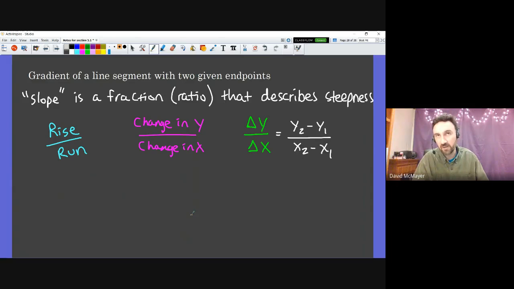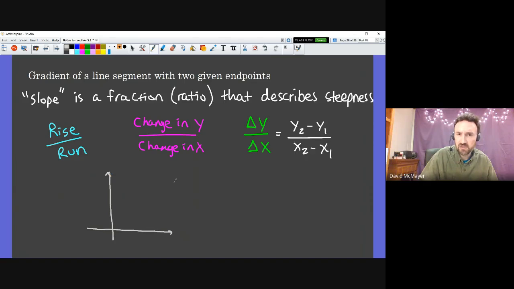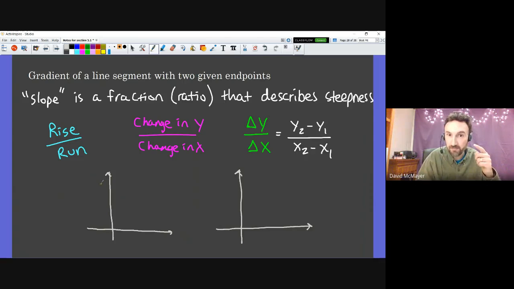And you could write y1 minus y2 as long as you do the same order in the denominator as well. Now, just in terms of picturing this in my head, I'm going to draw it in a couple of coordinate axes here. I think you should do the same, because I think it's important to be able to glance at a line or a line segment and immediately know, is that a positive slope or a negative slope?